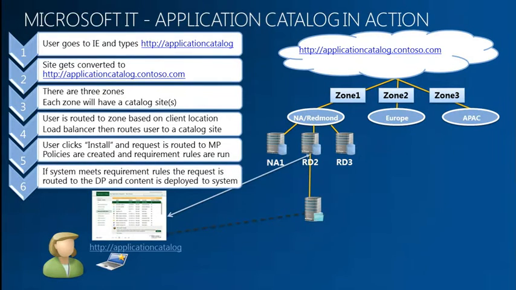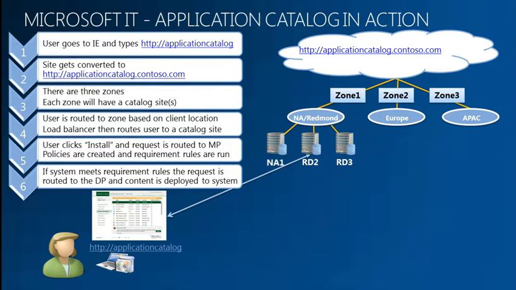Anyways, if your machine meets the requirement rules, like in the new application, we have all these requirement rules, detection rules. And if your machine meets all the requirement rules, then the request gets routed to the distribution point, and then the content is deployed to the system. So this is how the application catalog works.